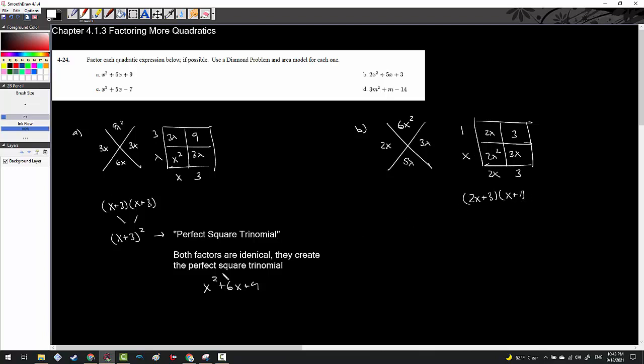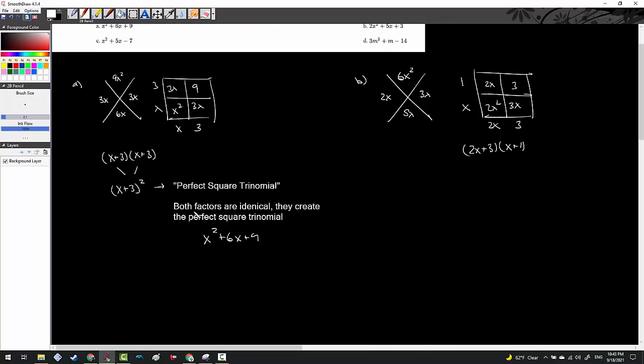All right, let's go and take a look at C. With C, I'm going to go and throw it on the diamond here, and that's going to be a -7 and a 5. Now, one of the things you're going to start recognizing pretty quickly, especially when it comes to the diamond, is that if the quadratic is not factorable, you're going to find out pretty quickly when you throw it on the diamond.